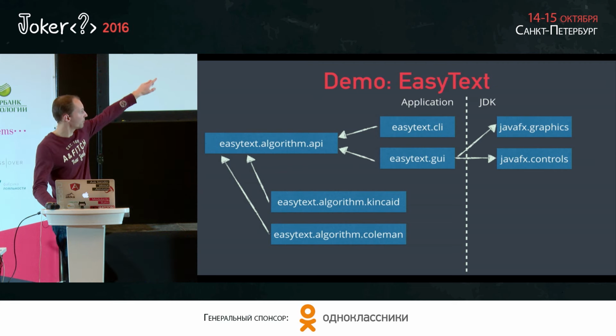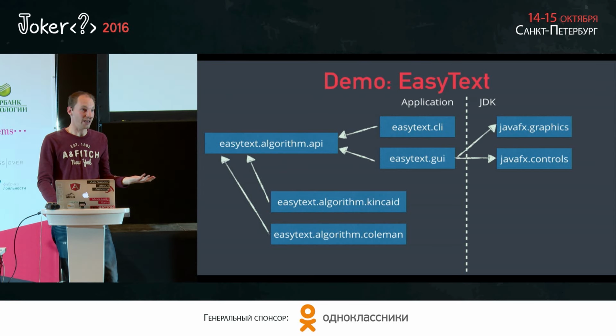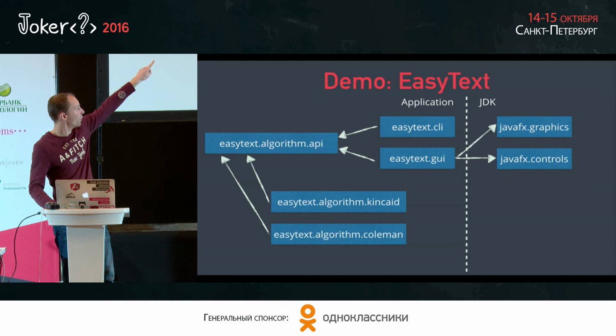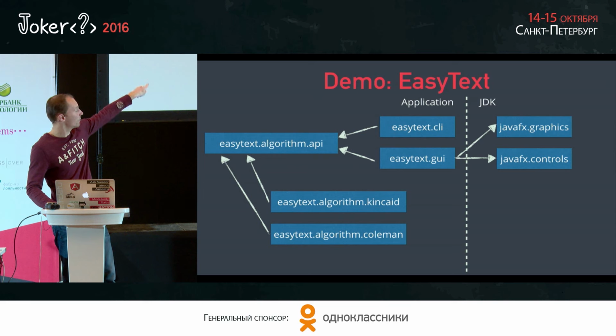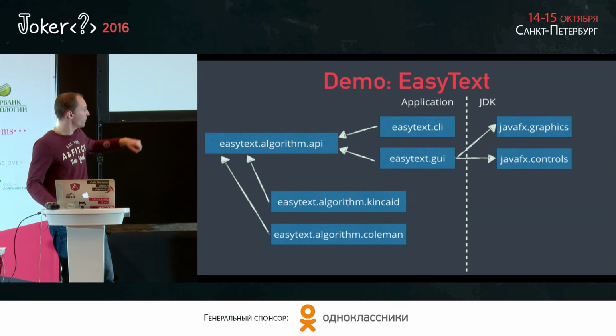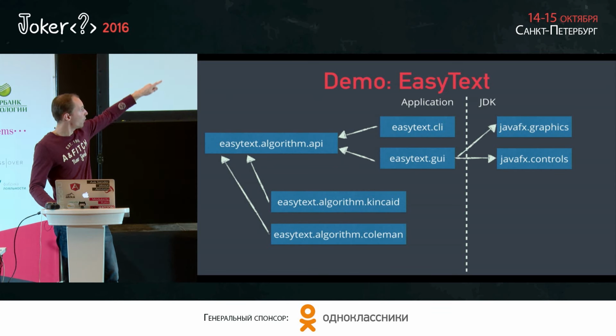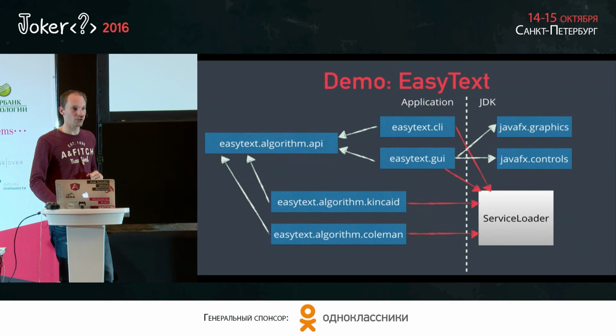And the arrows go from the two implementation modules to the API module, because they need to implement the interface. But the great thing here is there's no explicit coupling, no requires relation from the frontends to the implementation modules here. So if we were to add a third analysis algorithm, there would be no updating of the frontends. It would all be loosely coupled through the service loader. And that's really a great scenario if you want to have extensible applications.